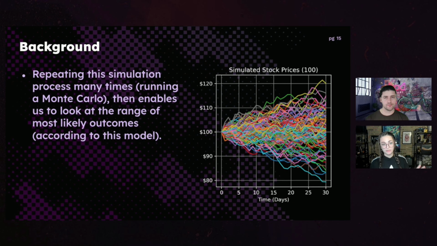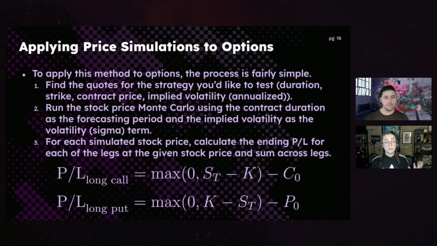So this is all background. This is stuff that we've talked about before. But now if we want to talk about how we would apply this to options, which is what I want to focus on today, it's actually a pretty simple process. I'm going to go through it, and then I'm going to go through the spreadsheet to show you how you can do it yourself. But to apply this method to options, there are some simple changes that you would want to make. So first of all, you'd want to find the quotes for the strategy that you want to test.